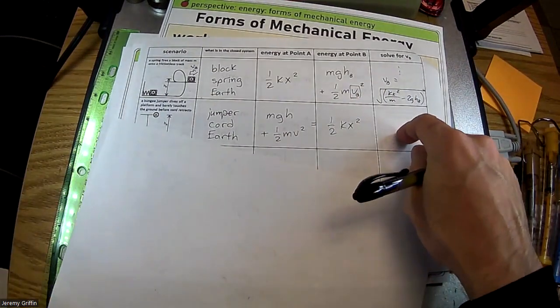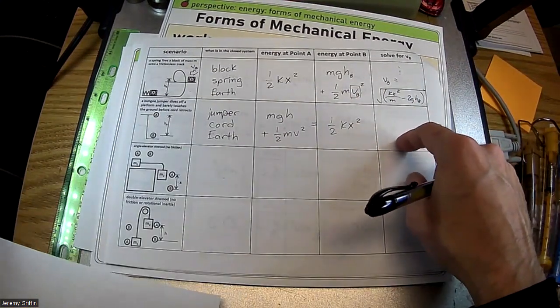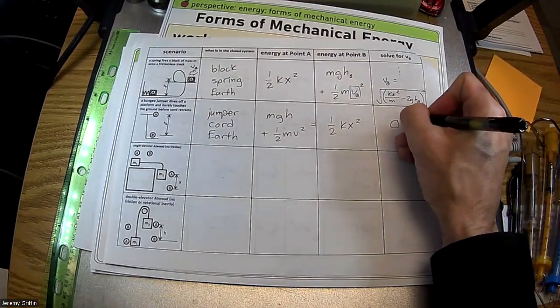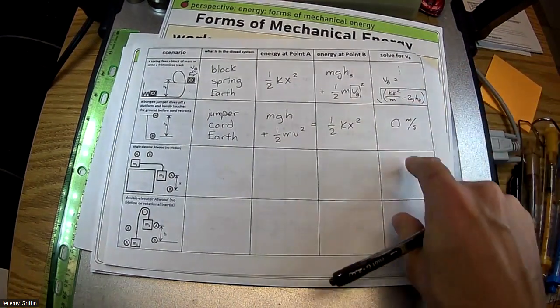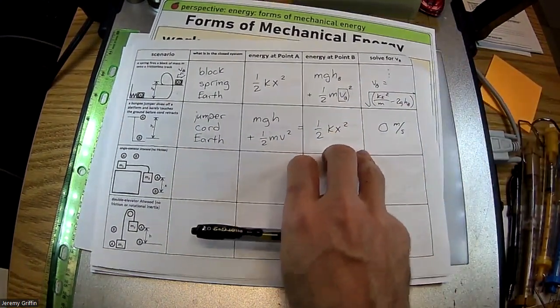And so what's the speed at point B? Yeah, guys, what is the speed at point B? 0 meters per second. We don't need to do anything, right? That's probably not the question they would ask you, though.